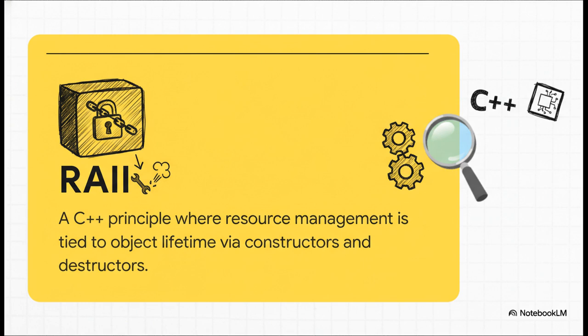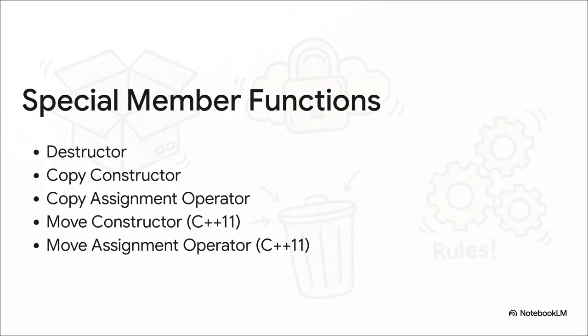This whole automatic cleanup magic is powered by a handful of special functions the compiler can write for you. And here they are. These are often called the Big Five. They are the behind-the-scenes machinery that controls an object's entire life: how it's destroyed, how it's copied, and, since C++11, how it's moved. Now here's the kicker. If you don't write these yourself, a lot of the time the compiler just says, "Hey, I got this," and generates a default version for you.